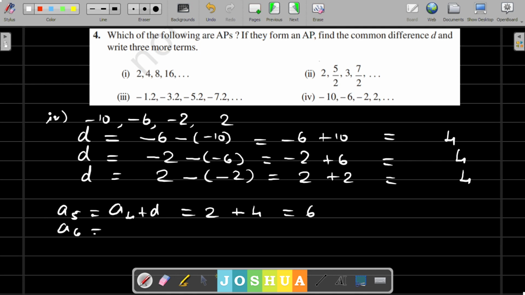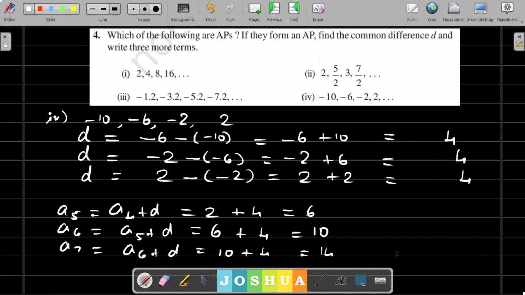Same way, A6 is equal to A5 plus D. A5 is 6 and the difference D is 4. So 6 plus 4, 10. And the seventh term is equal to the 6th term plus the difference. 6th term is 10, difference is 4. So 14. For this one, the three more terms for the given AP are 6, 10, 14. So it forms an AP and we can find three more terms.